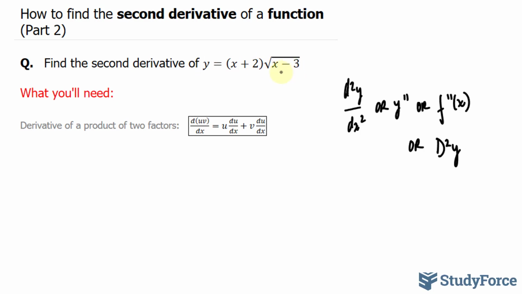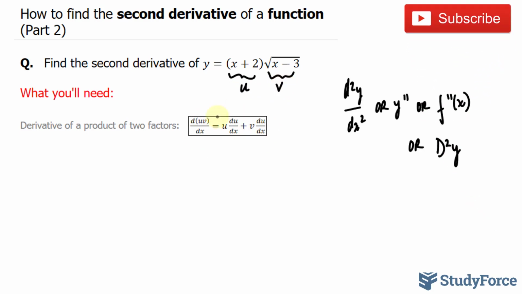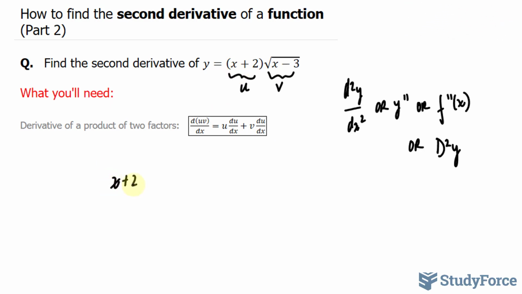We'll start with the first derivative, and you'll need to use the product rule for this because we have a product, which we'll call u, and this product is v. Essentially, we have u times v, and we can follow the product rule, which tells us that we'll keep this the way it is, x plus 2, and multiply it by the derivative of the square root of x minus 3. I'll show you that over here.